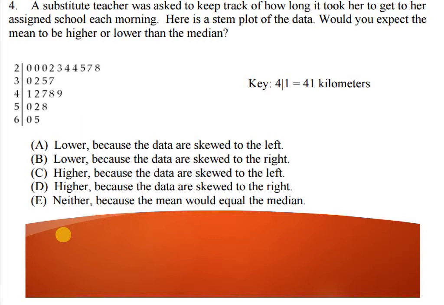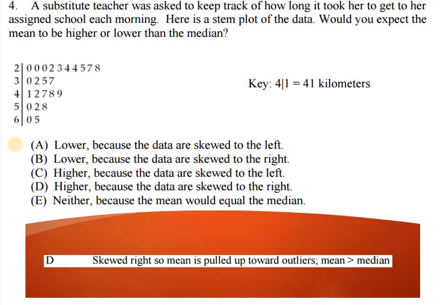What would you expect the mean to be, higher or lower than the median? Higher. Because the direction of the skew is where you're pulling your average. My median is probably going to be around here someplace between 30 and 40. My mean is going to be higher than that.